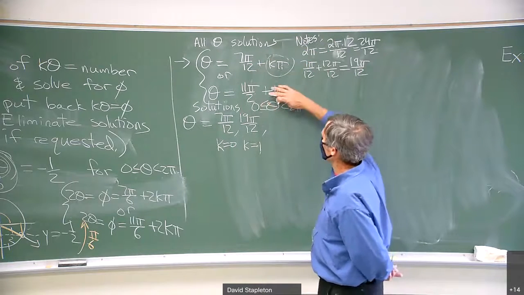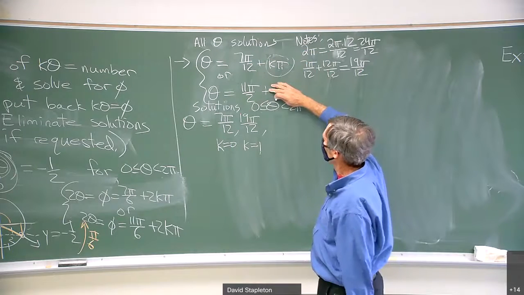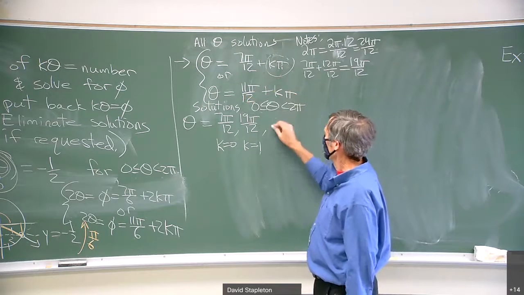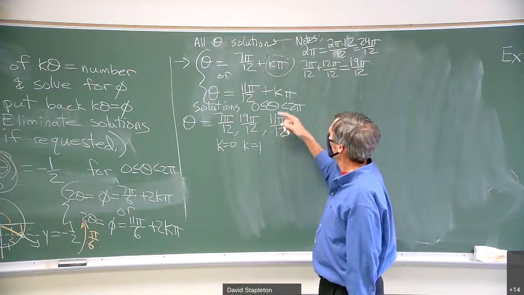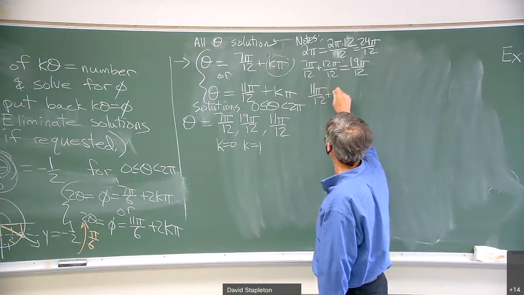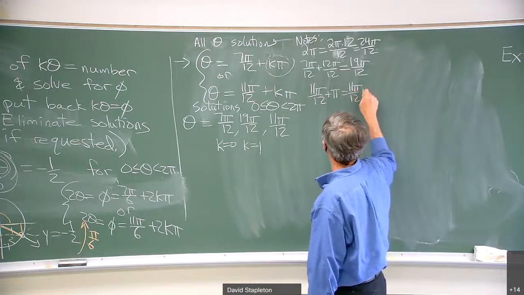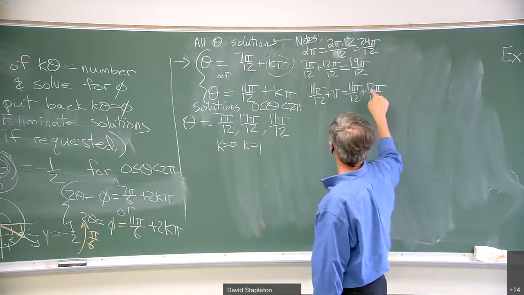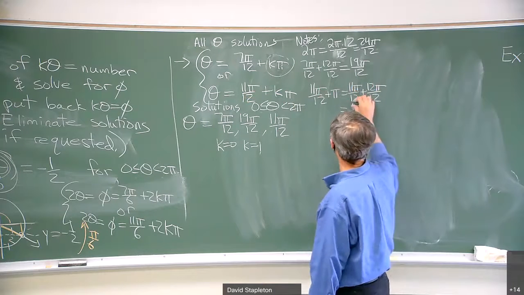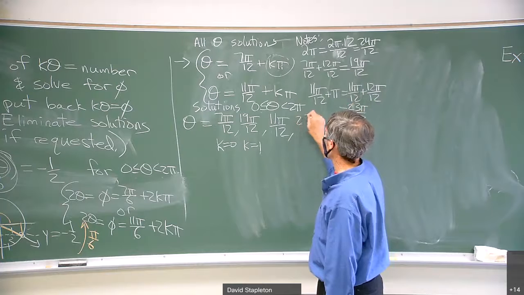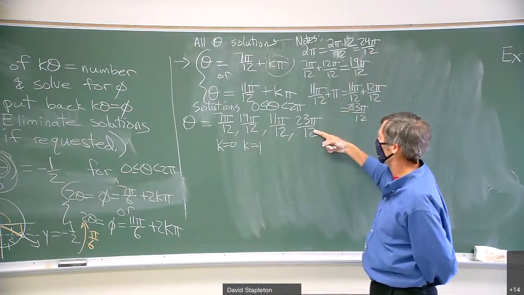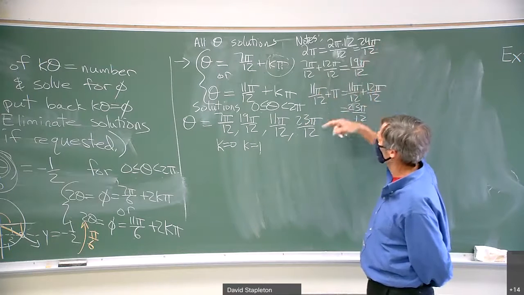In the second equation, if I put k equals 0, I get 11 pi over 12, and that's okay. That's between 0 and 2 pi. So I'll put 11 pi over 12. Then I'll put k equals 1, and for k equals 1 I have to compute. 11 pi over 12 plus 1 pi is 11 pi over 12 plus 12 pi over 12. I'm sorry, that's 23 pi over 12. That's less than 24 pi over 12, which is 2 pi, so it's okay also. We take all angles from 0 to 24 pi over 12, which is 2 pi.